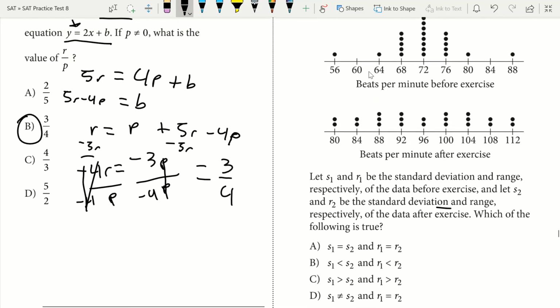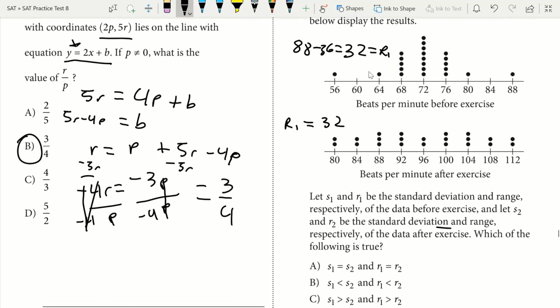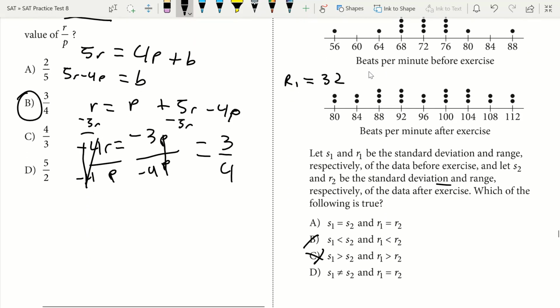All right, well, I've got my range, so I'm going to do that first. Range is going to be my maximum value minus my minimum value. My maximum is 88. 88 minus 56 gives me 32, which is range 1. My range 2 is going to be my maximum value minus my minimum value. 112 minus 80 is also 32. So I see my ranges are equal. I can get rid of any answer choice without that, and now I'm left with A and D.